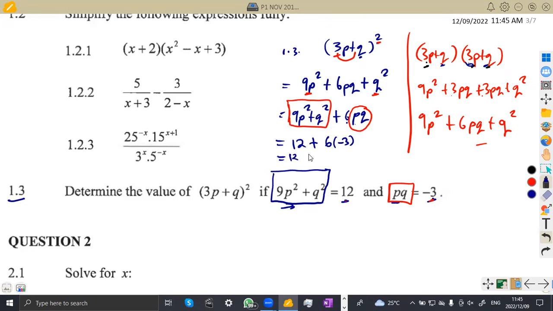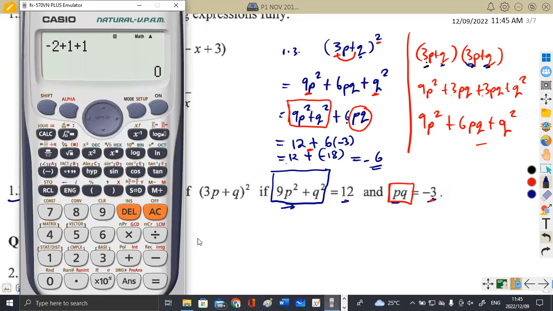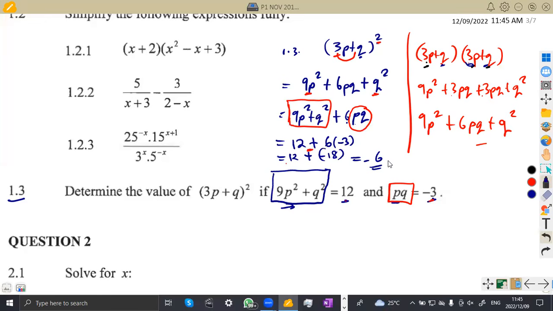So that will be 12 plus 6 by negative 3, that is negative 18. So you've got a plus and a minus here, which is a negative. So it's 12 minus 18, which is a negative 6. Or you can just use your calculator. If you have forgotten the laws, that's 12 plus negative 18, like that. You are going to obtain negative 6. So that is the numerical value that you're going to have from the expressions that you're given. Now you are obtaining a numerical value of negative 6.